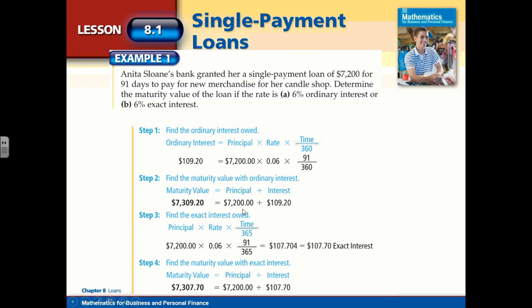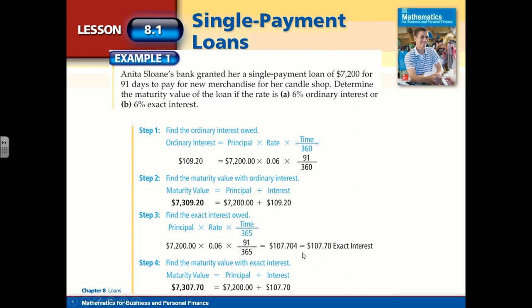It's our $7,200 plus our $109.20 in interest. So our maturity value for the ordinary interest is $7,309.20. Okay, exact interest is the same calculation. It's $7,200 times 6% times the 91, except now we divide by 365.